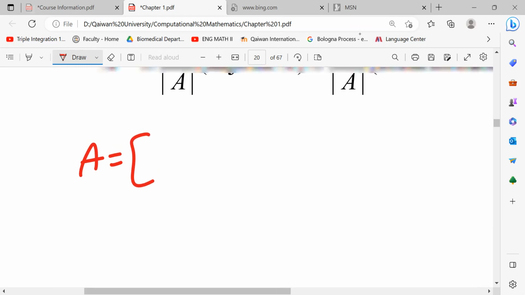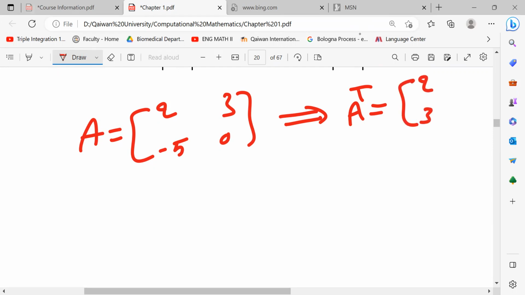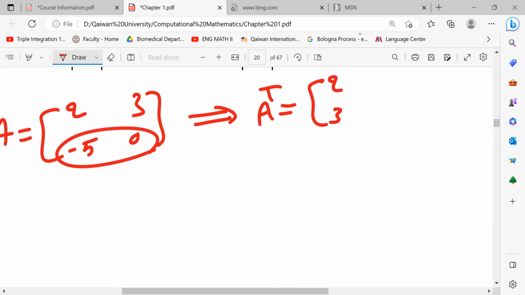That's all. Let's take a 2 by 2 matrix, A, with rows 2, 3 and -5, 0. What's the transpose of A? As I said, the first row becomes the first column. It's 2 and 3. This is the first row there, and it becomes the first column. And the second row becomes the second column. It's -5 and 0. This is the transpose of A.